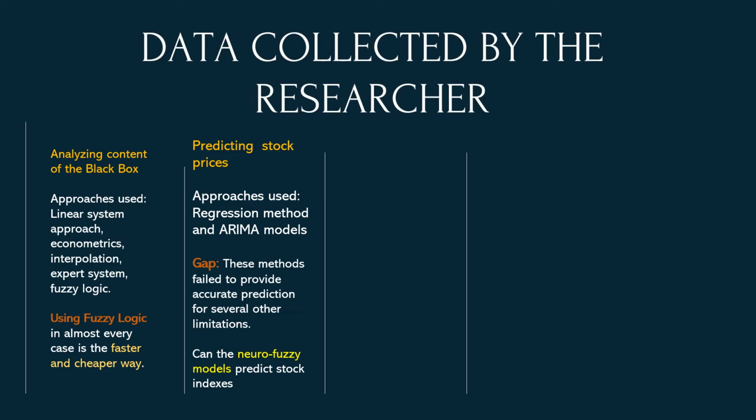In predicting stock prices, approaches used were regression method and ARIMA models. However, these methods fail to provide accurate predictions due to several other limitations. Considering the different factors that may affect the accuracy level of forecasting stock prices, some researchers believe that the strengths and weaknesses of neurofuzzy and fuzzy logic have combined to give the ability to learn from neural networks and the function of the fuzzy expert system. And the question is, can the neurofuzzy model predict stock indices?